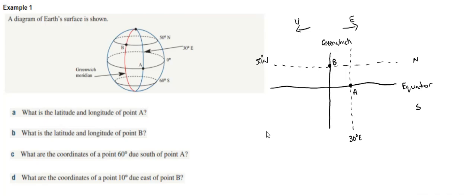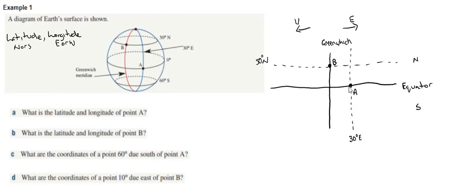Let's see how we can go answering these questions here. So it says, part A, what is the latitude and longitude of point A? So basically you want the coordinates. Okay? We want the coordinates. Now when we quote our coordinates, it's latitude first, followed by longitude. In other words, tell me, is it north or south first, and then is it east or west?